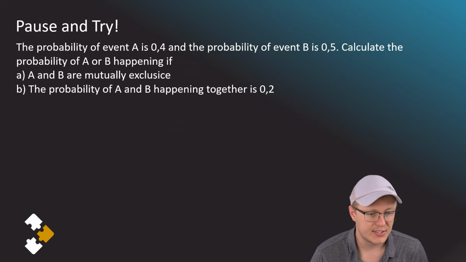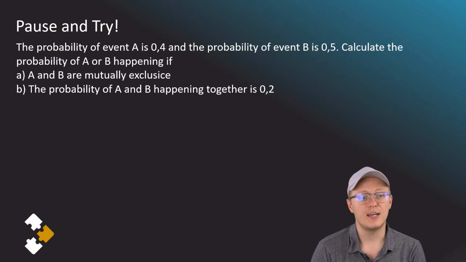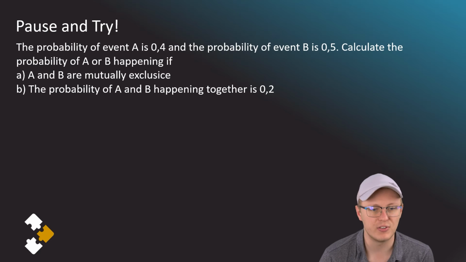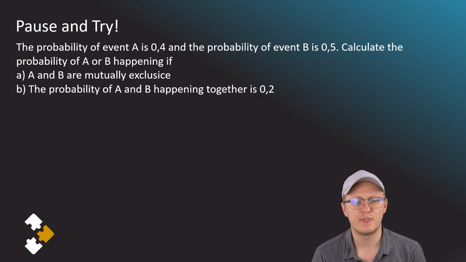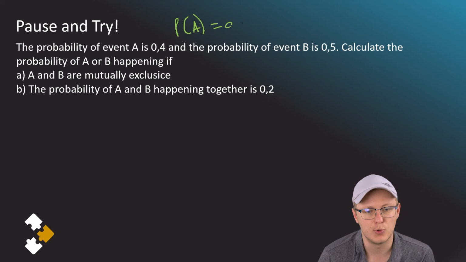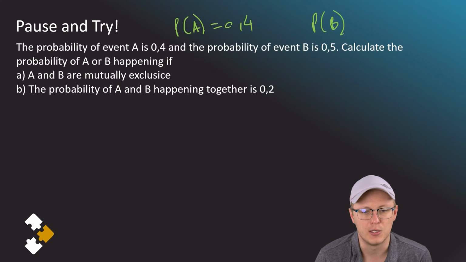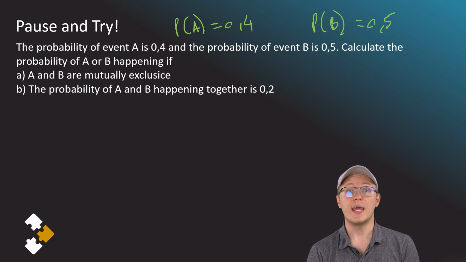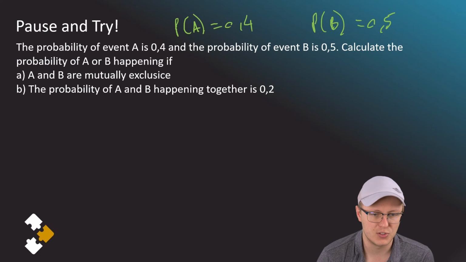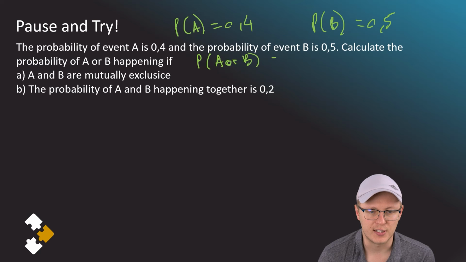Fantastic, well done. Let's see how it went. So here we've got to find some probabilities given some information. So the probability of event A is 0.4. So I'm going to write that here, P(A) equals 0.4, and the probability of event B is 0.5, P(B) equals 0.5. So we have to calculate the probability of A or B happening. So the probability of A or B is that union. You can write it like that as well.